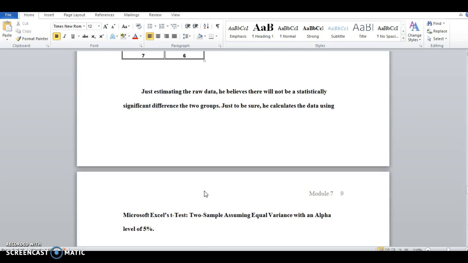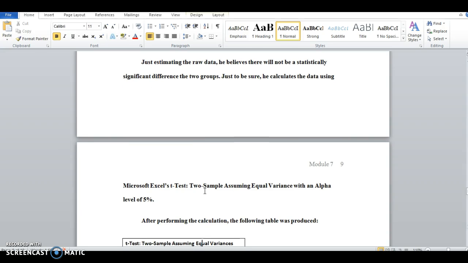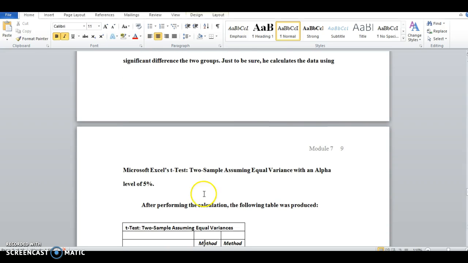Now, just estimating from the raw data, he believes that there will not be a statistical difference between the two groups. And just to be sure, we'll do a two-sample t-test assuming equal variance. Now, alpha is 5%. What does that mean? That relates to the 95% confidence level. So in statistical tests, when we say we want 95% confidence, that's the standard. That means alpha equals 0.05.